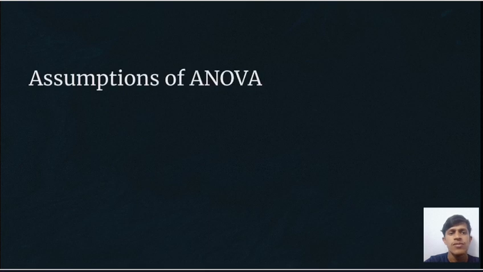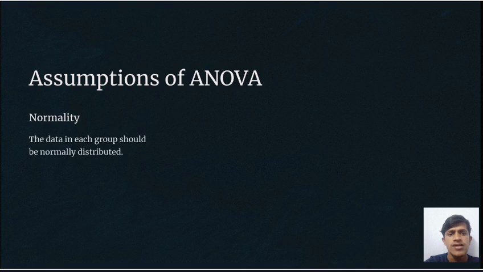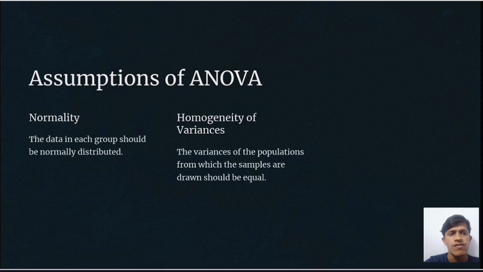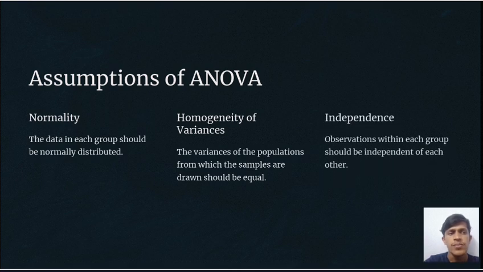Next, assumptions of ANOVA. First, normality. The data in each group should be normally distributed. Second, homogeneity of variances. The variances of the populations from which the samples are drawn should be equal. Third, independence. Observations within each group should be independent of each other.